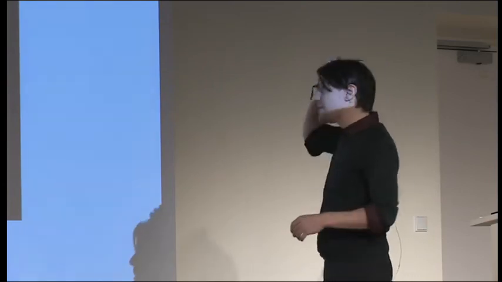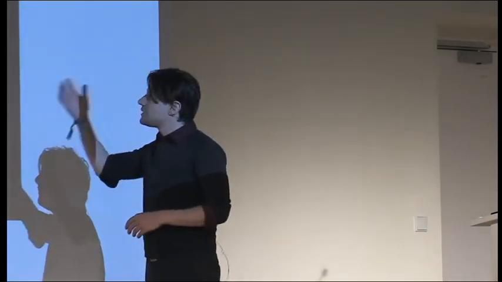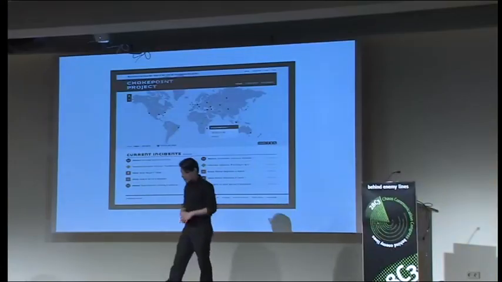Actually, it has multiple aspects. It's a global near-time censorship monitoring system. As you can see over here, the intention is to have, whenever an incident happens, it show up on a map.